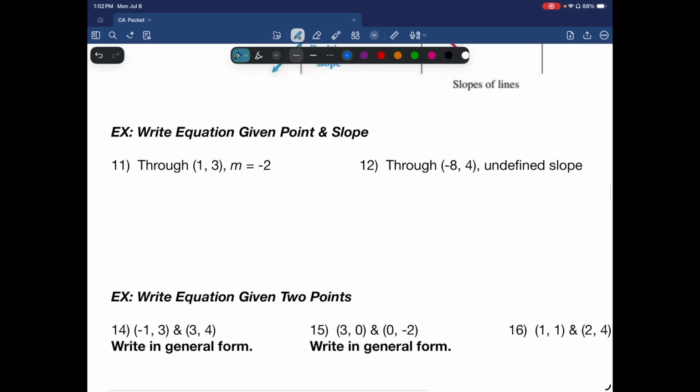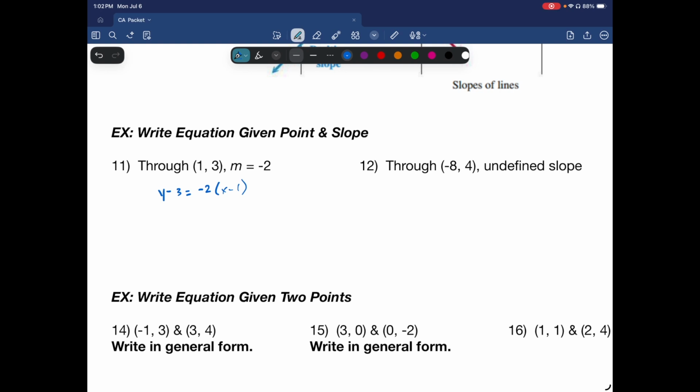All right, so number 11, we're going to write the equation. We have a point and a slope. So we're going to use the point slope form to set this up. So we have y minus 3 equals -2 times x minus 1. All right, so that's point slope set up.